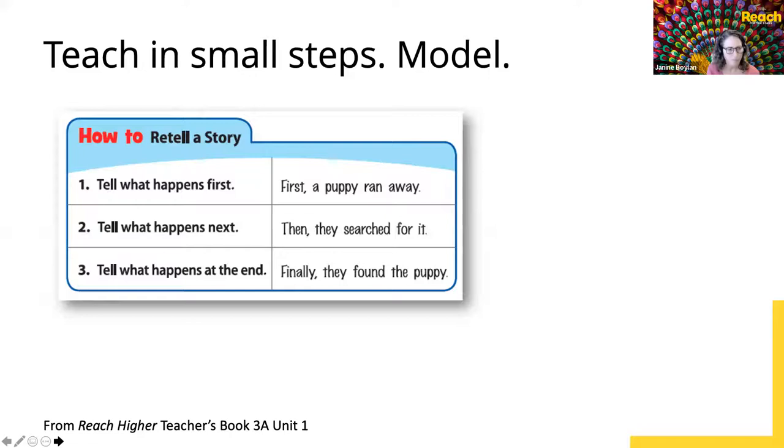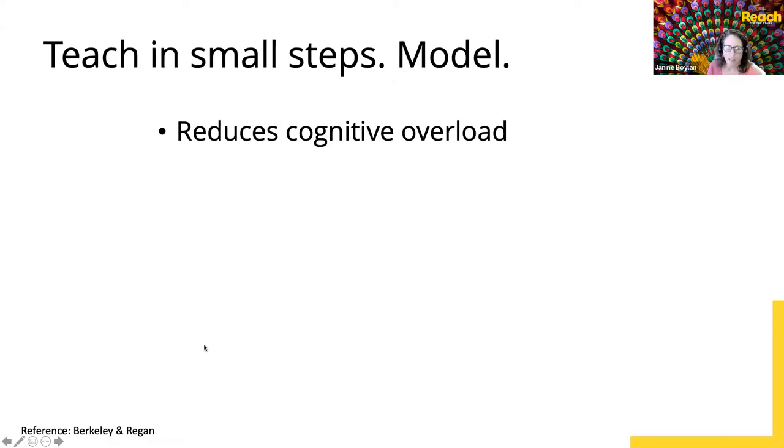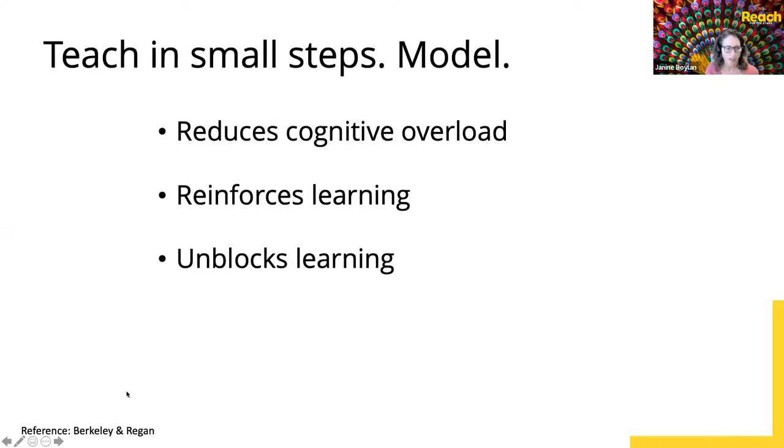So researchers studied the effects of modeling in elementary and middle school reading and writing classes. They discovered that providing explicit modeling of each step reduced the cognitive overload. It reinforced the learning and it unblocks the learning. By providing explicit modeling of each step, students' learning dramatically improved.